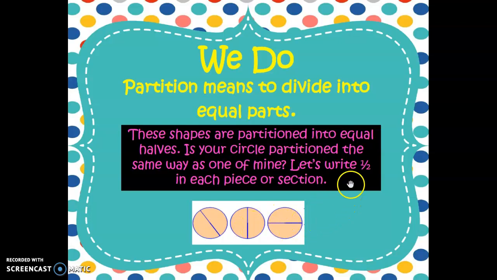And if you notice that the half has a 2 at the bottom, this 2 represents your denominator, and your denominator tells you how many pieces you have all together. Your numerator, which is the top number, tells you about each piece individually. And we'll talk more about that this week.